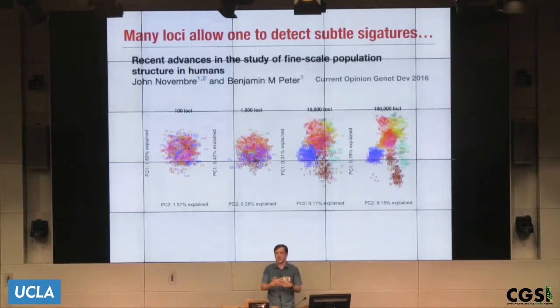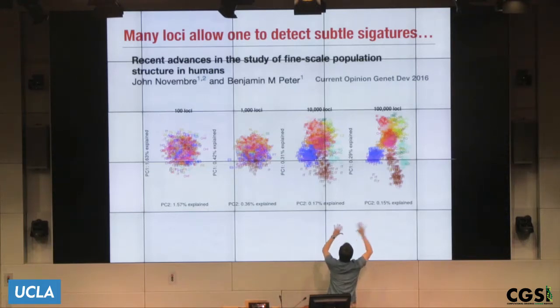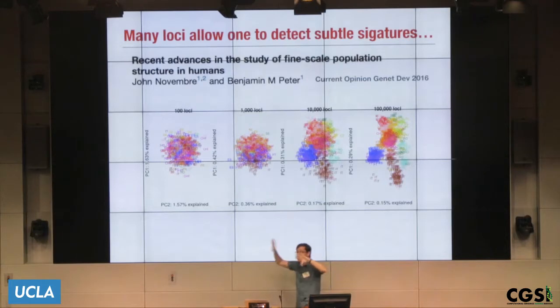Another point is that to be able to distinguish population structure, we actually need a large number of loci. So this is a PCA of that same European data set with just 100 SNPs, 1,000 SNPs, 10,000 SNPs, 100,000 SNPs. You need to get to 10,000 and above to start seeing the structure within Europe, because it's really quite subtle on an absolute scale.